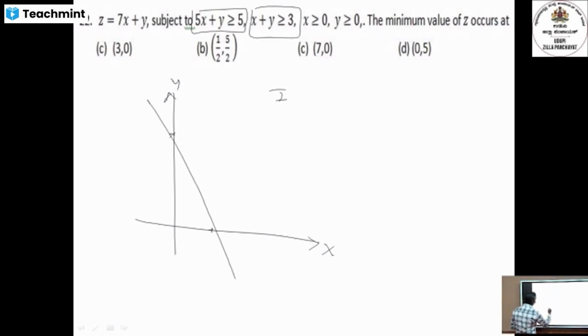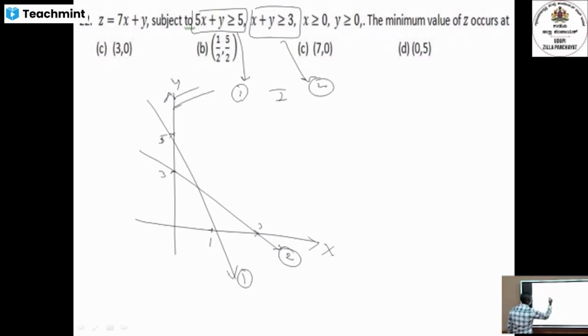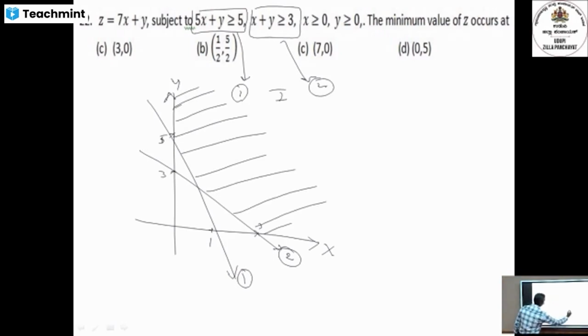So this is the first line. This is 1 and this is 2. This is 5, 1 and 3 and 3. So this is the second line. Okay, 3 comma 0. So that is an unbounded region because both of them are greater than. Therefore this is the feasible region you will get, and you can see that there is 1 corner point, 2 corner point and 3 corner point. So this is the intersection of these two.